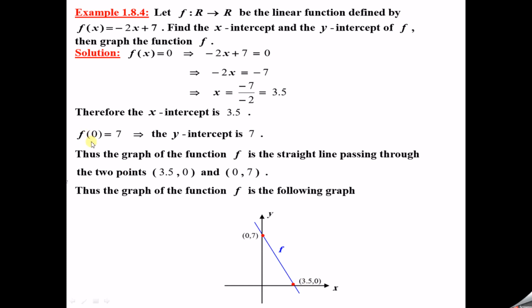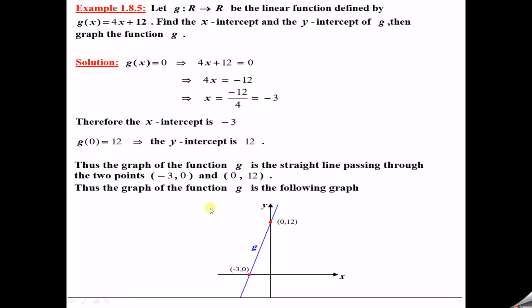Similarly, if we put x = 0 in this equation, y, that is f(0), will be equal to 7. If we put x = 0, the y value will be 7. Therefore, the y-intercept is (0, 7). Therefore, the line passes through the points (3.5, 0) and (0, 7). This is the graph of the linear function.